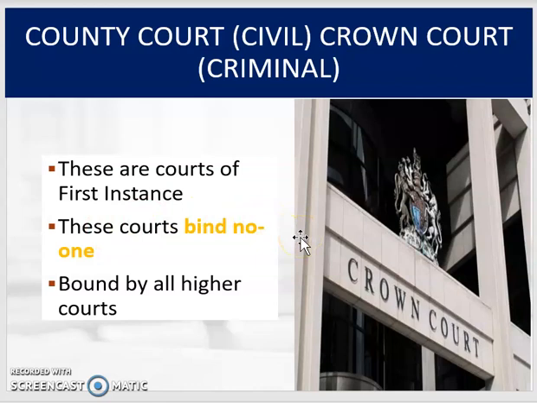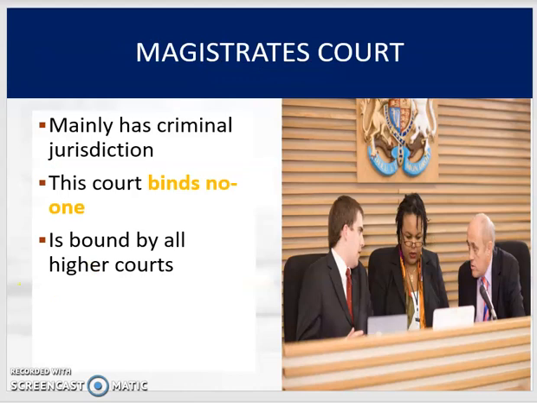These courts, because they're quite low in the hierarchy, bind nobody, but they are bound by all of the courts above them. And then at the very bottom of our hierarchy, we've got the Magistrates Court. This mainly deals with criminal cases, and about 98% of our criminal cases are dealt with here. And this court, because it's so low in the hierarchy, binds no one, and it is bound by all of the courts above.